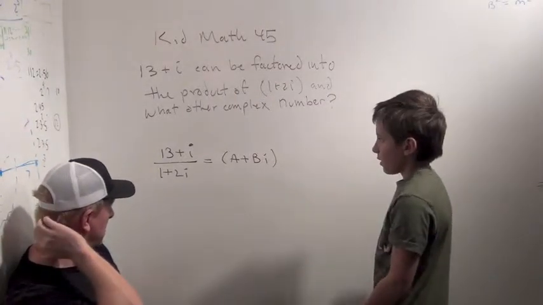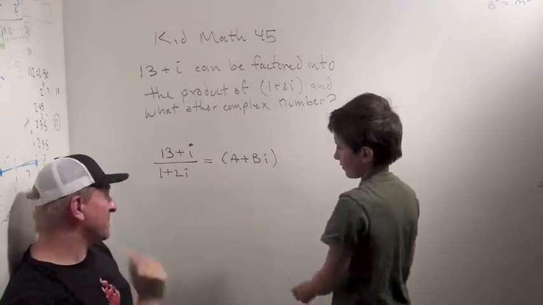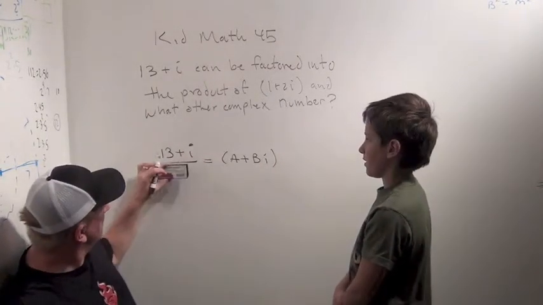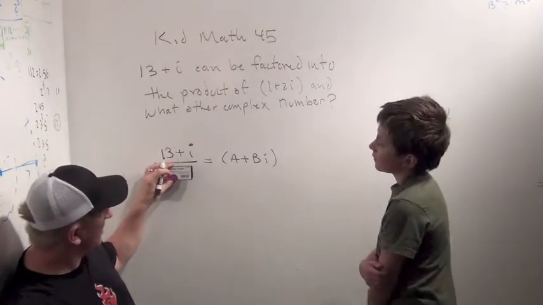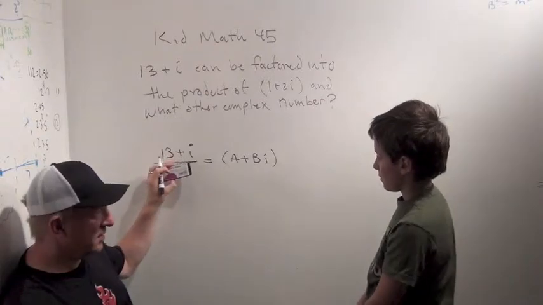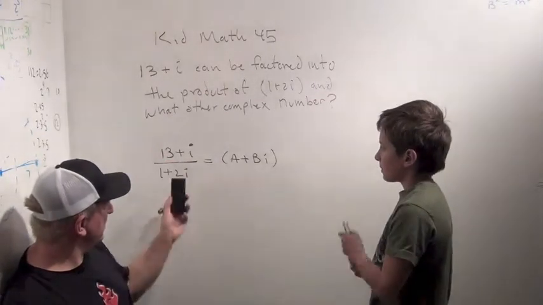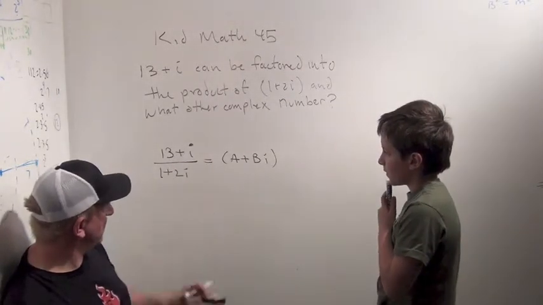Well, are we allowed to factor out an i from this complex number? It's a pretty simple number, right? Yeah. 13 plus i, so the i doesn't really factor out. If you factored out an i, you'd get i times 13 over i plus 1. So no. Any other ideas about this sort of number, 13 plus i over 1 plus 2i?